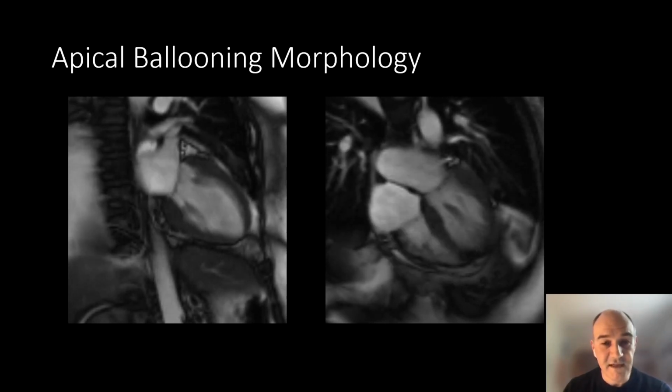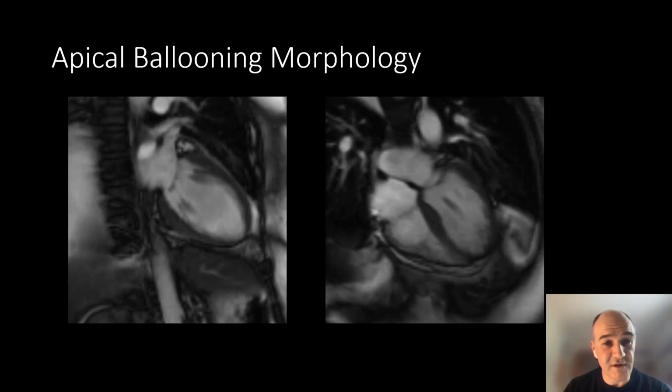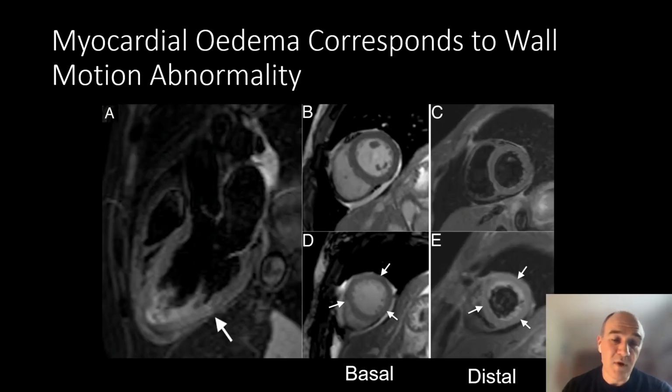What's also useful is looking at the other MR sequences that we can do. You can see that there is some edema associated with this that corresponds to the wall motion abnormality. So as you can see here in the basal function, very little in the way of myocardial edema, but on these T2 weighted sequences, you can see there's some subendocardial edema at the area of the wall motion abnormality.